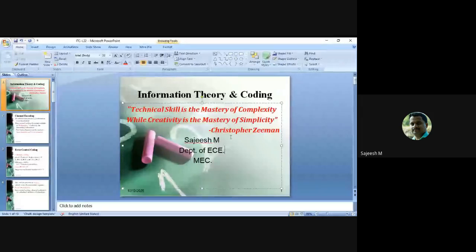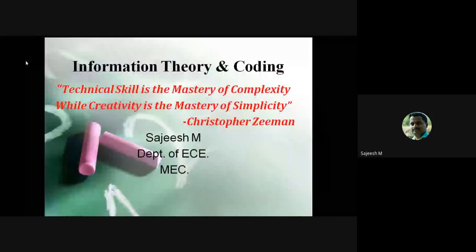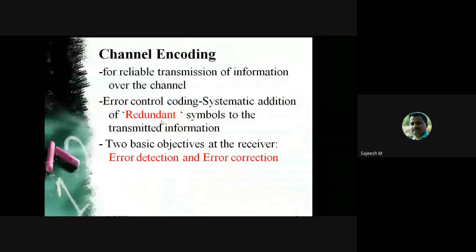Today we can have some discussion on some basic ideas prior to going to the channel encoding. We have already studied source coding, and next we will have to consider channel encoding.